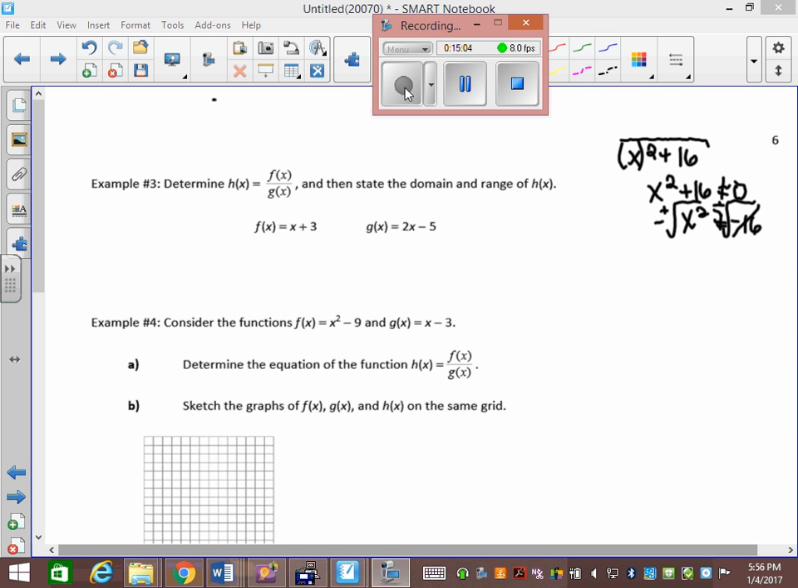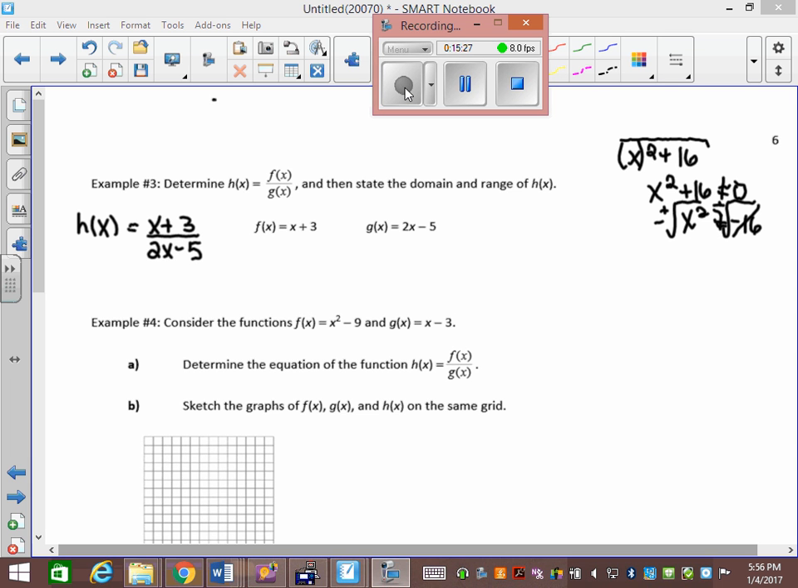So let's try this out. H of x equals f of x, which is x plus 3, over g of x, which is 2x minus 5. Okay, I can't simplify that anymore. I can't take GCFs out of them. I can't factor the numerators or the denominators. So that's staying the way it is.